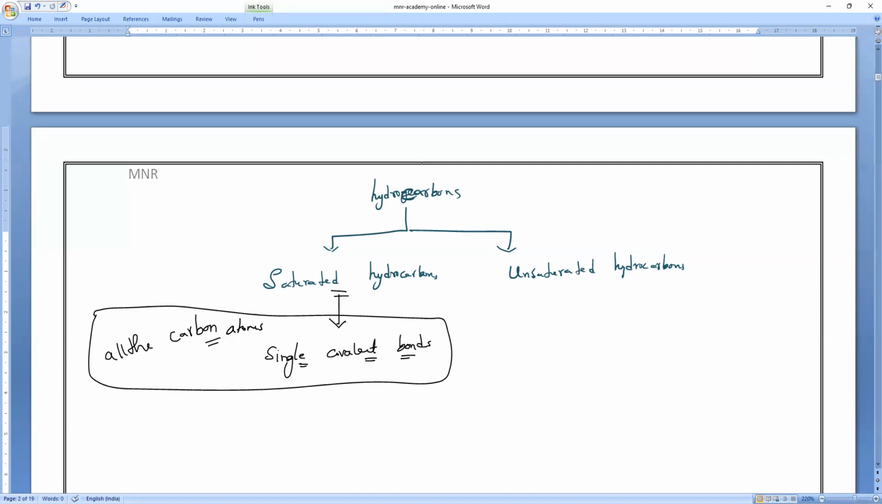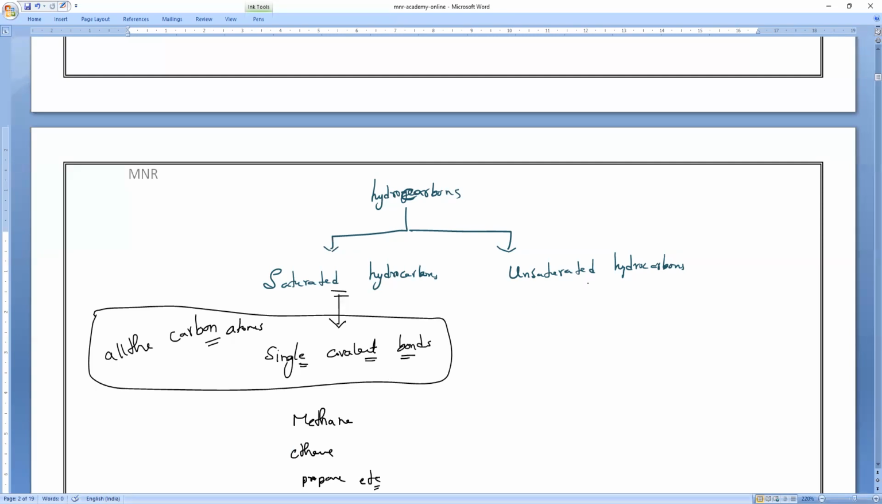Clear everyone? If you take examples, the smallest hydrocarbon is methane. If you take ethane, propane, butane, these are all called saturated hydrocarbons.